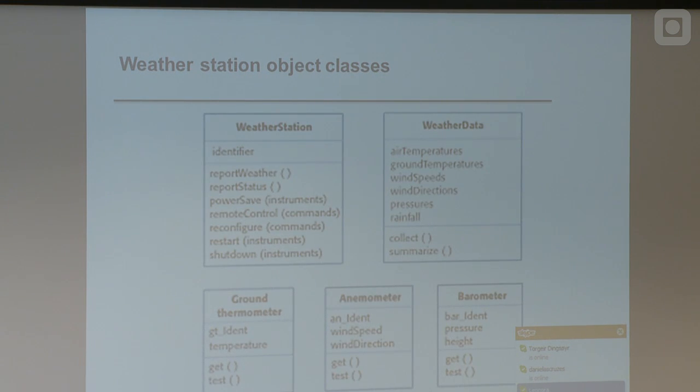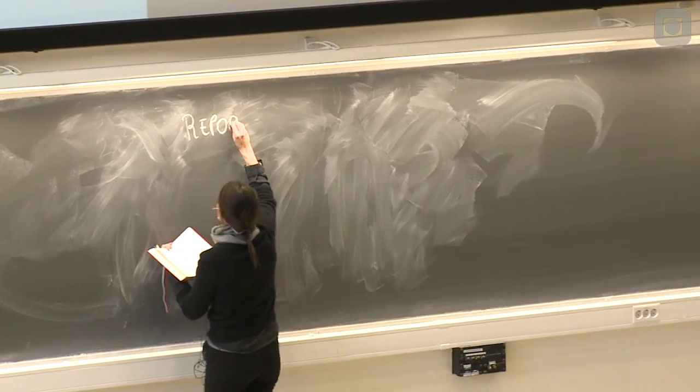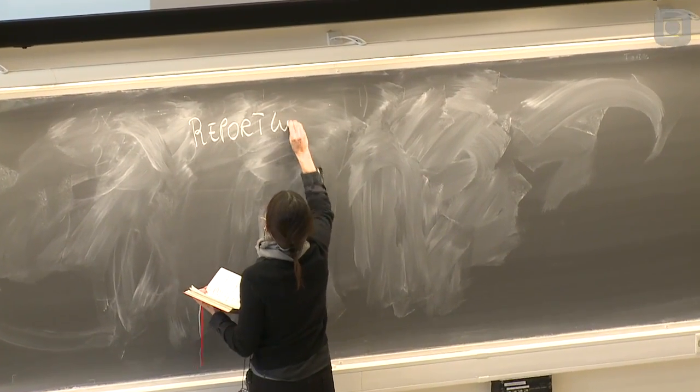So here we have our classes, and here I ask you to copy down on a piece of paper. Don't copy my handwriting, that is bad. Copy what is written there. I want you to write down the weather station description, both name, identifier, and methods, because we will use this in the next slide, trying to put things into context. So we have a method called report weather.